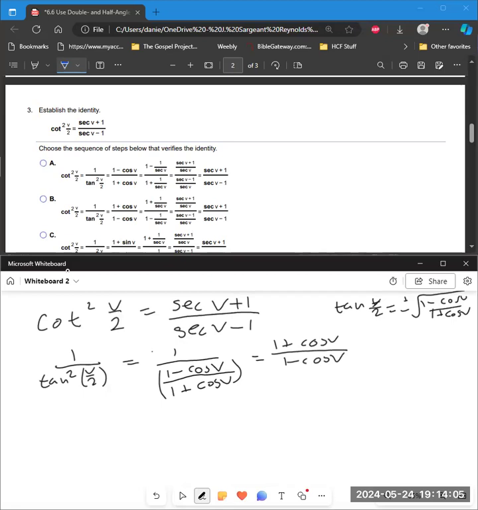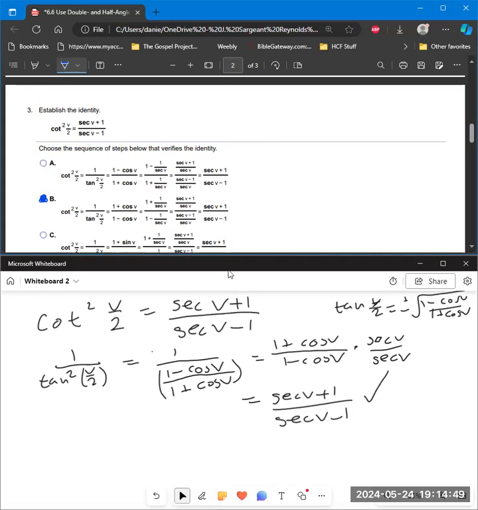And then I'm going to change cosines into secants, because by multiplying by secant v over secant v, it's going to be secant v plus 1 over secant v minus 1, which is my right-hand side. And I have established my identity, and that's closest in steps here to what we do for B. Just they ended up getting fractions over fractions and multiplying by the reciprocal instead of multiplying by this unit fraction here, but it accomplishes the same thing.